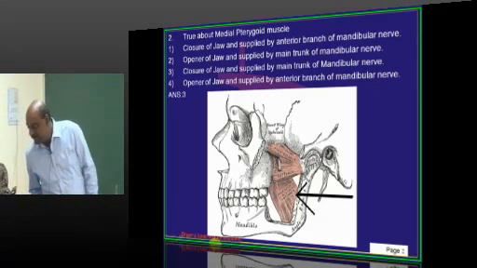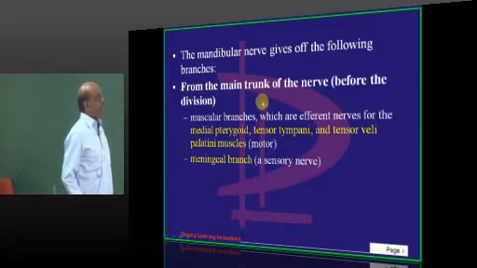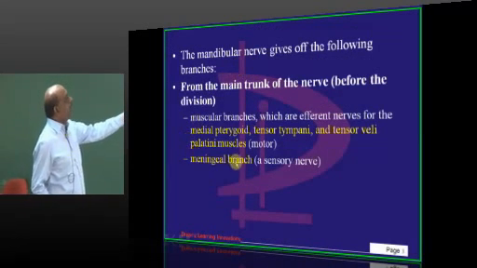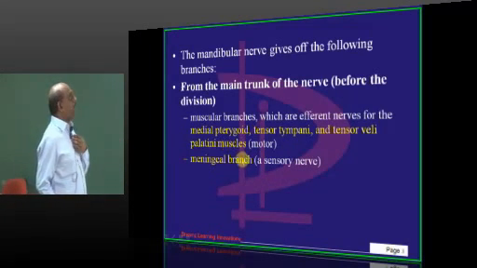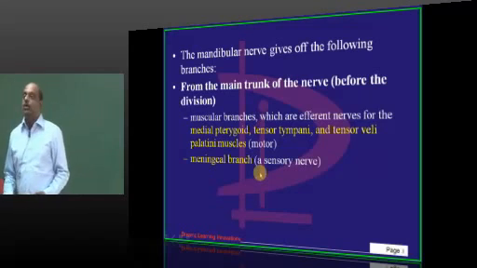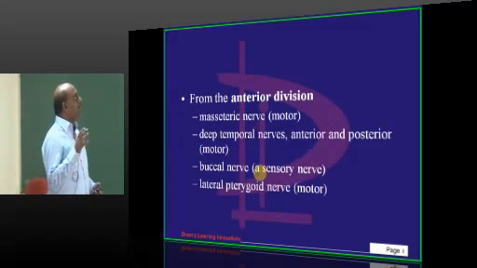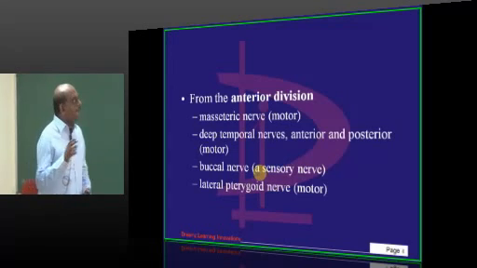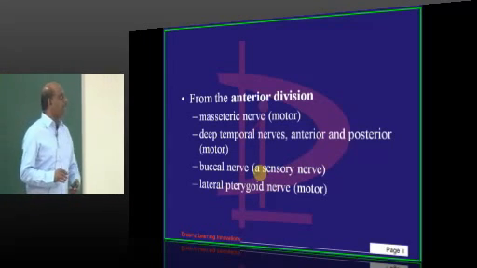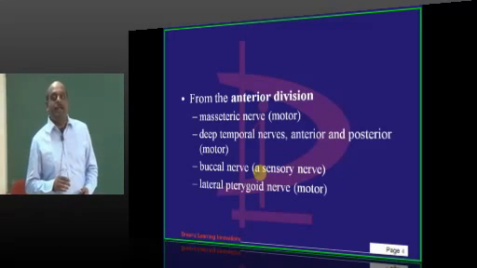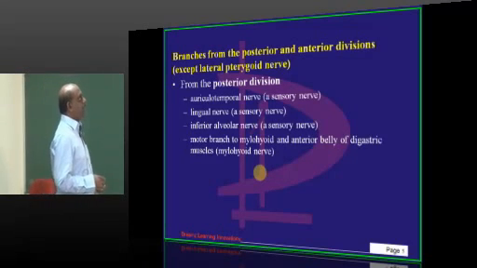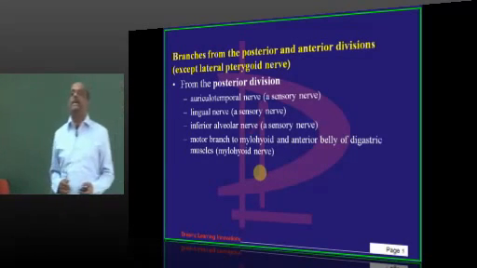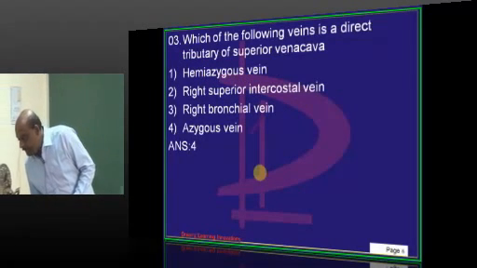The mandibular nerve: from the main trunk you have a meningeal branch, which is a sensory one, and the muscular branches. They go to the medial pterygoid, tensor tympani and tensor veli palatini; they all originate from the main trunk of the nerve. Whereas from the anterior division you have the masseteric nerve and the buccal nerve, which is the sensory branch. Similarly, you must know the branches which come from the posterior and anterior divisions of the mandibular nerve.